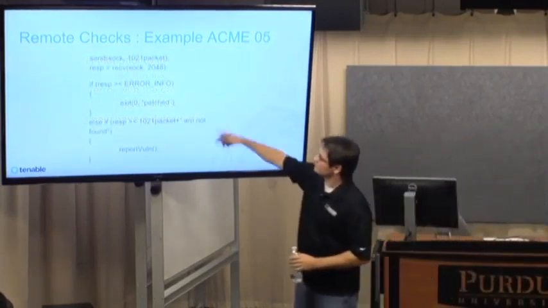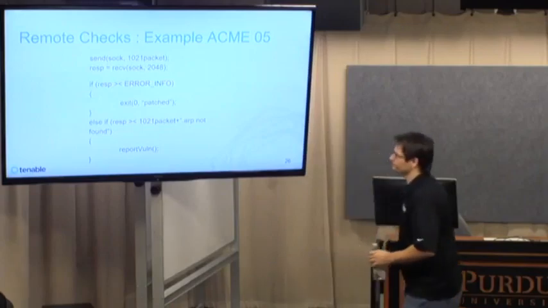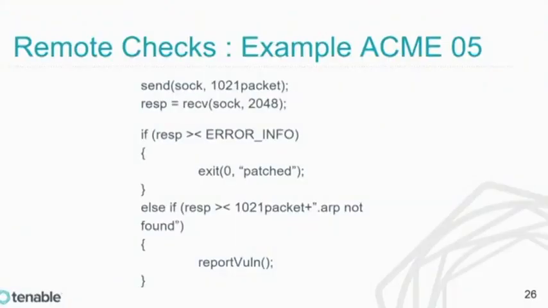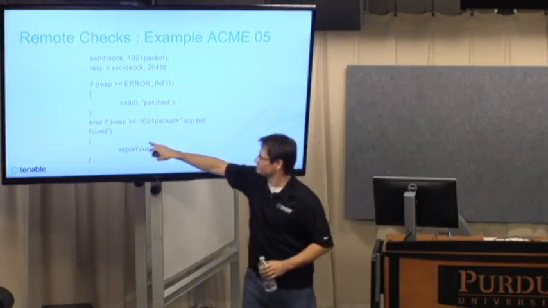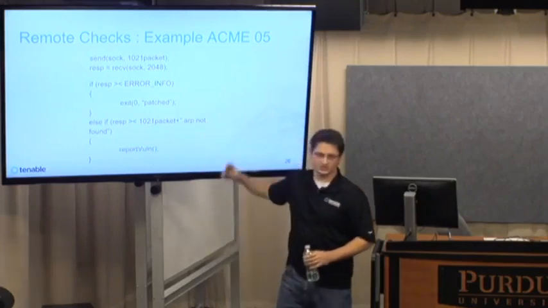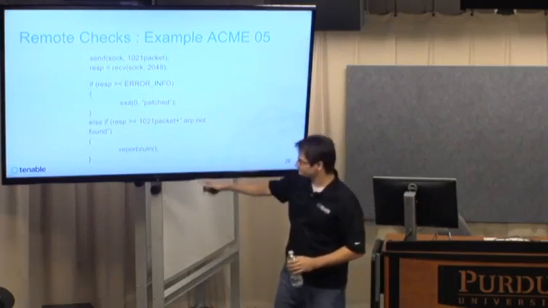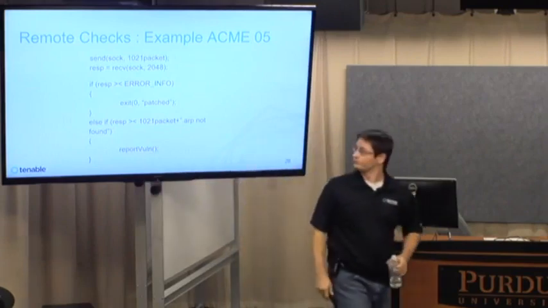So we write this. This is just pseudocode. We send a 1021 packet, receive back. If it's got the error code, you're good. We know that you're good on there. If we see that, and we see that like .ARP not found, we can see that the appending actually doesn't have all the correct data on it, so we'll report you as vuln.